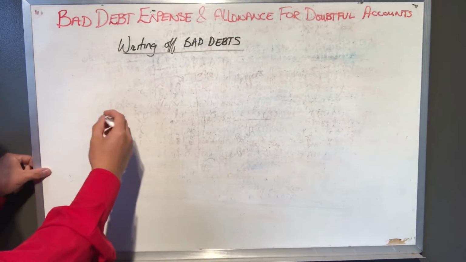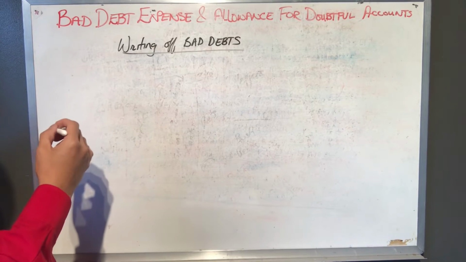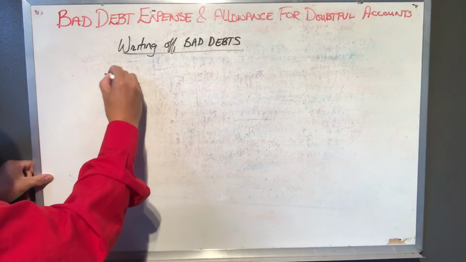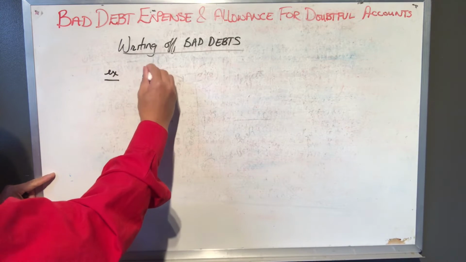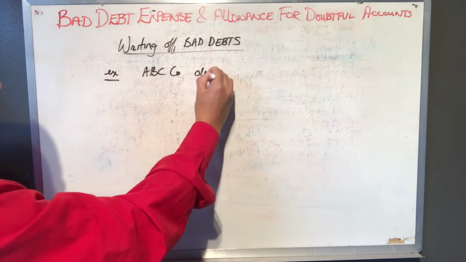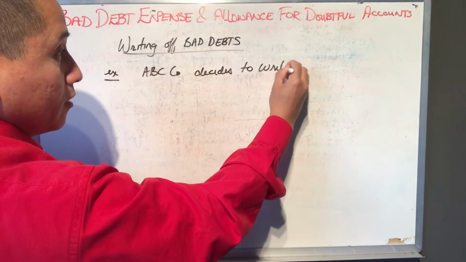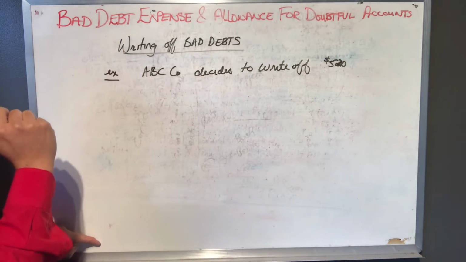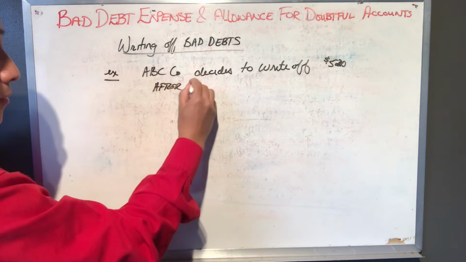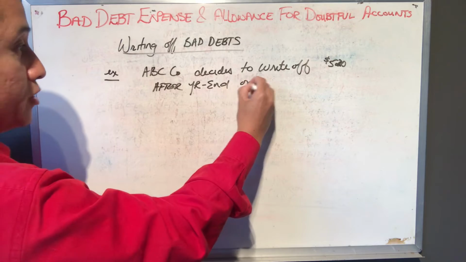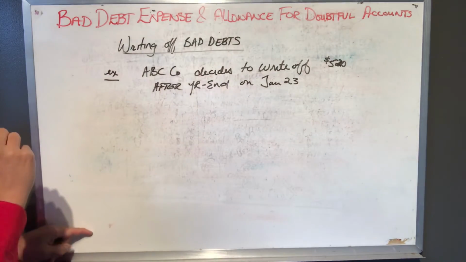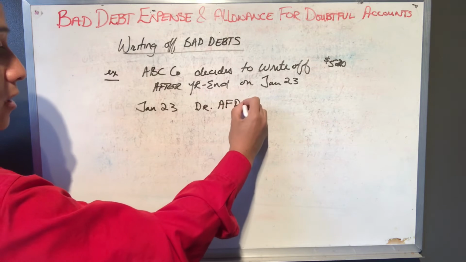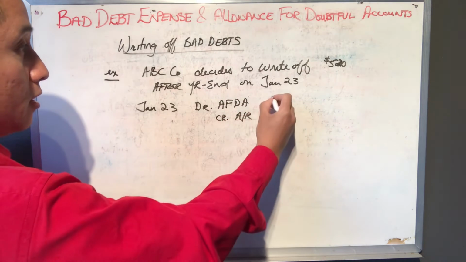So in this case, we have to write it off against allowance for doubtful accounts, and it has to be removed from the accounts receivable. For example, from our previous example, let's say that ABC company decides to write off approximately $520 after year end. So let's say on January 23rd. In this case, the January 23rd journal entry would be a debit to allowance for doubtful accounts and a credit to accounts receivable of $520.